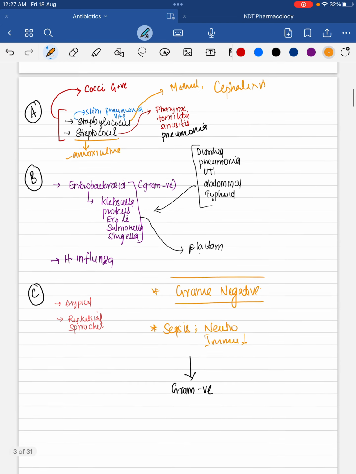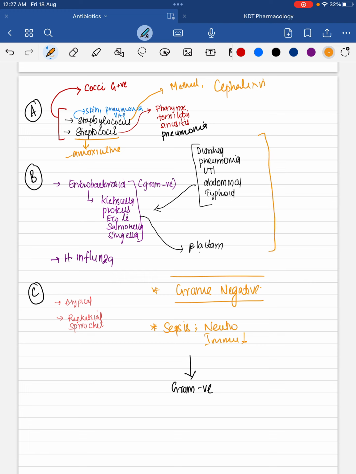Then for all the gram negative coverage, amoxiclav. Why? Amoxicillin alone will not act, because all the gram negative are producing beta lactamase. So we have to add a beta lactamase inhibitor. Another gram negative coverage is third generation cephalosporins. Third generation cephalosporins are good for covering gram negative, and second generation cephalosporin also, which one? Cefuroxime.